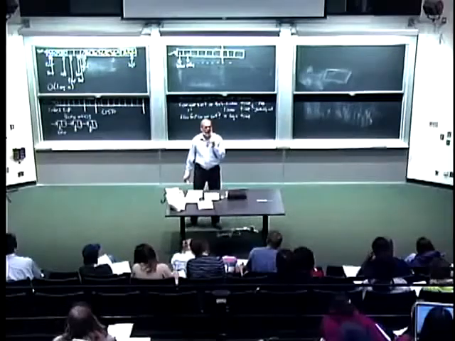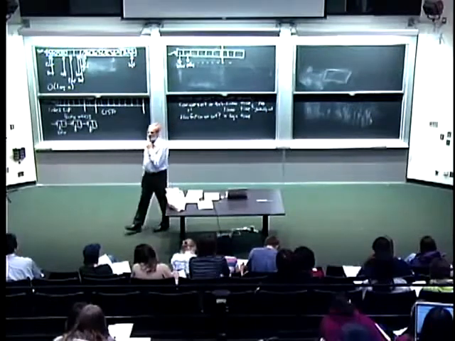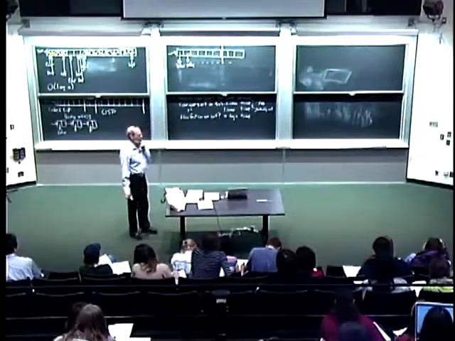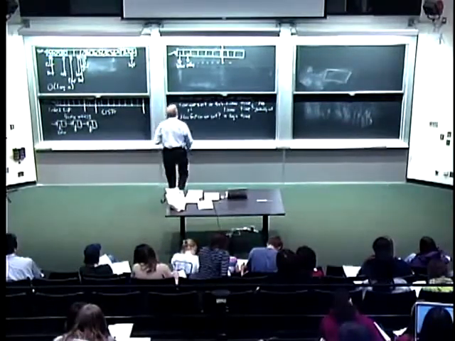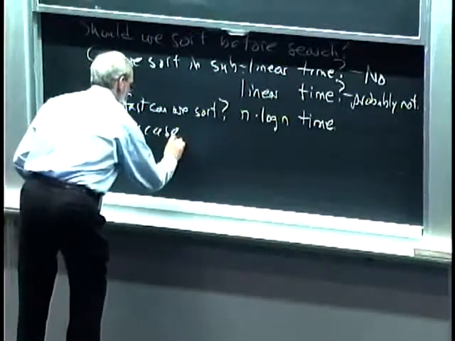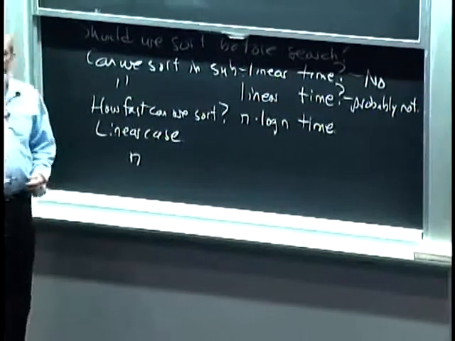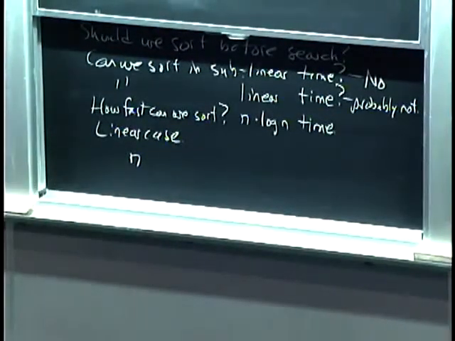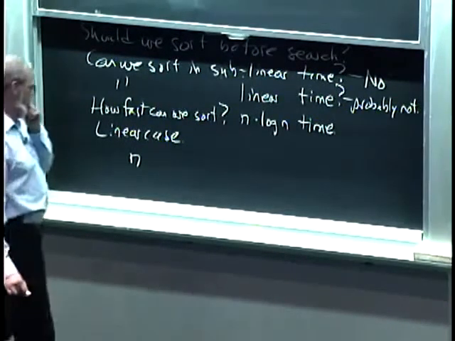Okay, so that still comes back to my question. If I want to search a list, should I sort it first and then search it? So let's do the comparison. If I'm just going to take an unsorted list and search it, I could do it in linear time. One at a time, walk down the elements until I find it. That would be order n.